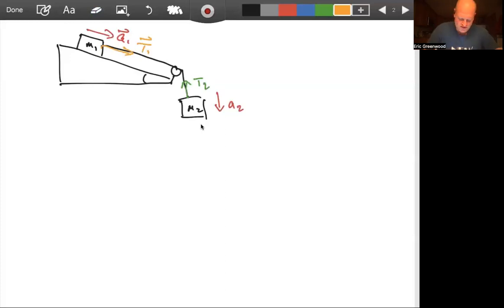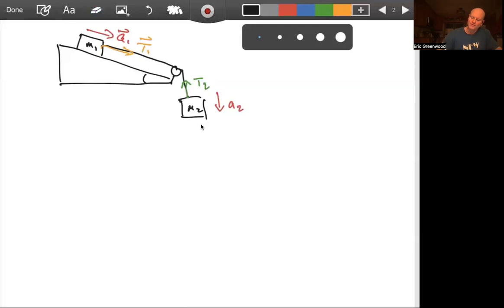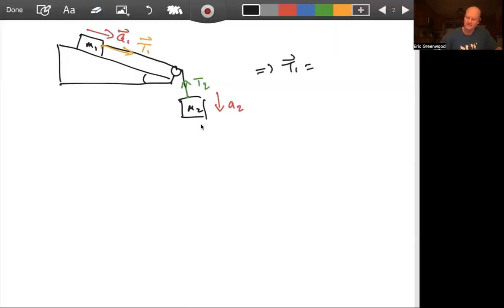Now, let's go back to Newton's third law. So in this case, what Newton's third law ultimately tells me then is that the tensions T1 and T2 must be equal and opposite to each other, right? Now, again, this is only true if this is massless and frictionless.